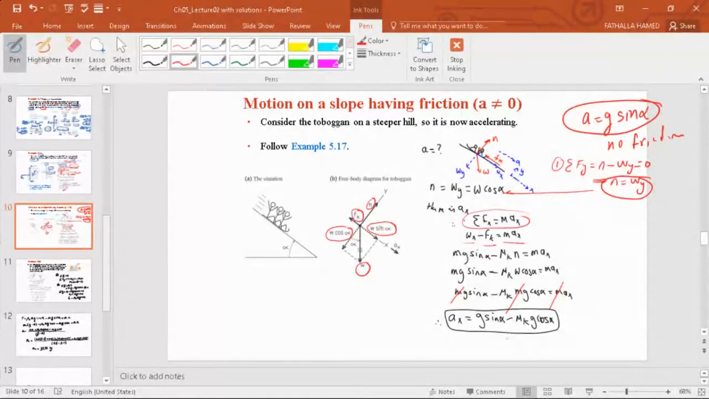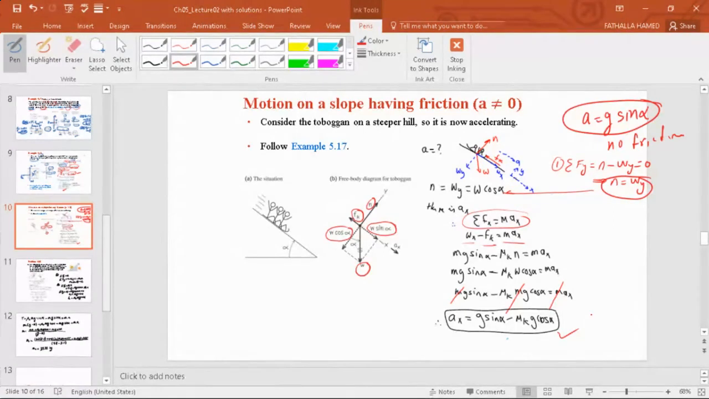Mg sine alpha is the x component of your weight. Mu k N is equal to the y component of your weight, which will be mu k W cosine alpha, should equal to ma x. You substitute for W mg, so you have mg sine alpha minus mu k mg cosine alpha equals ma. You can cancel the m out. So your acceleration here now is equal to g sine alpha minus mu k g cosine alpha.